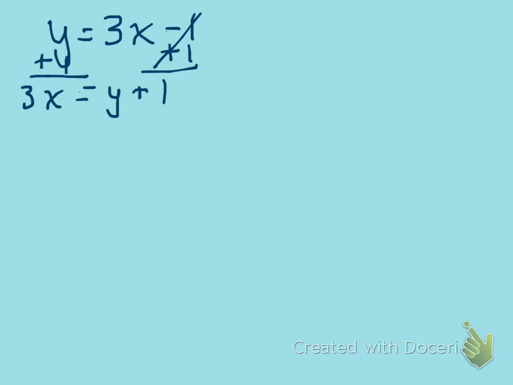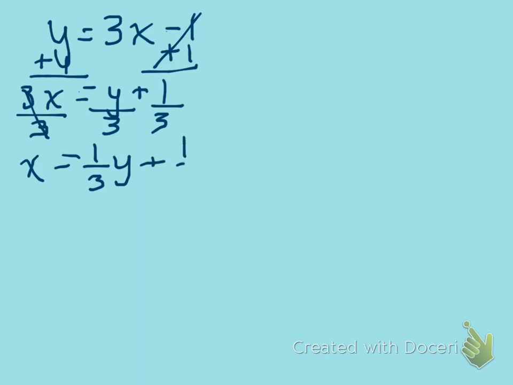Now I have a 3 that is being multiplied by that x. I'm going to undo that by doing the inverse operation, which is division. I'm going to divide each term by 3, and I'm left with x equals 1/3 y plus 1/3. Okay, now I can take that equation and substitute it back into the first problem.